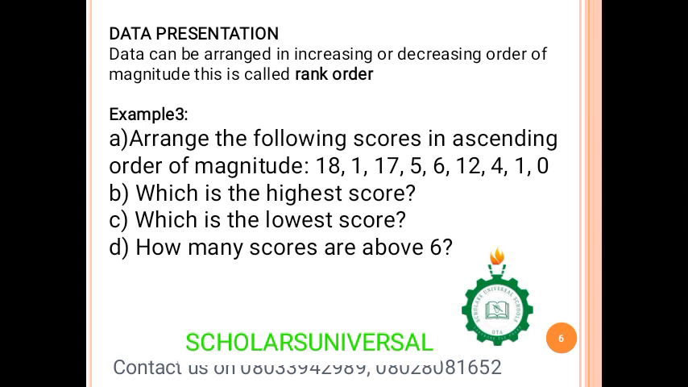So let's look at this example. Arrange the following scores in ascending order of magnitude.